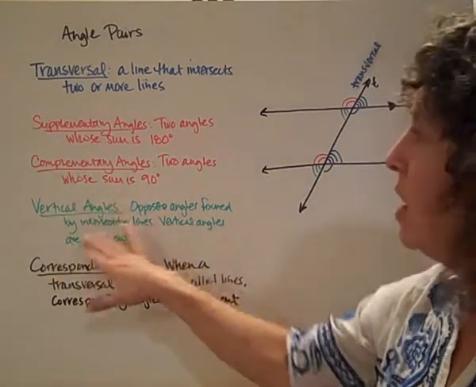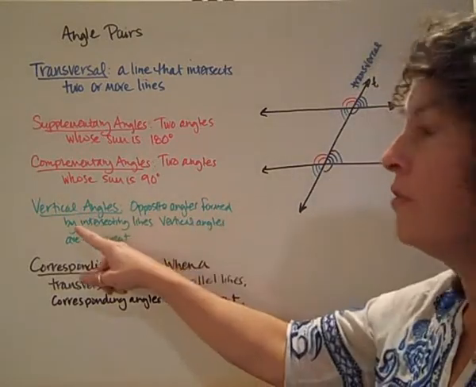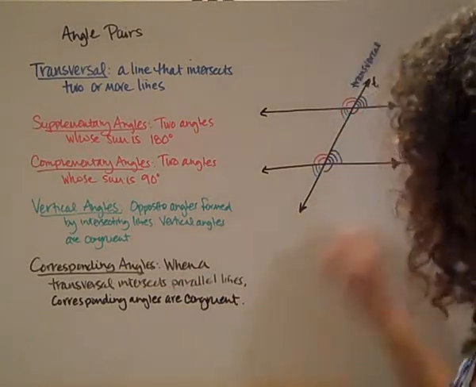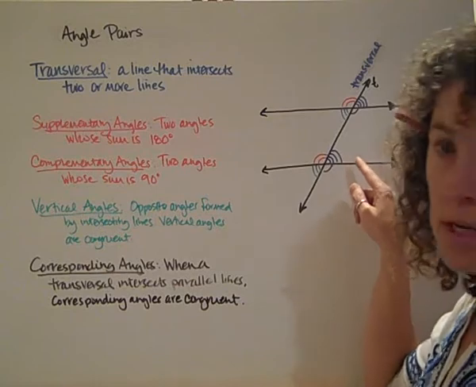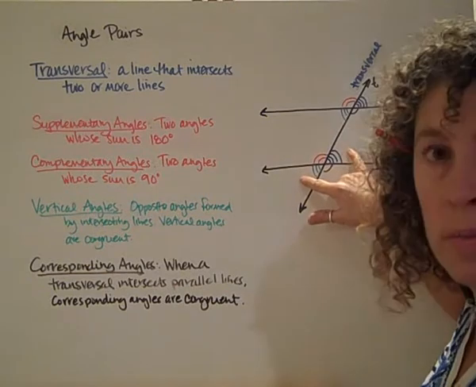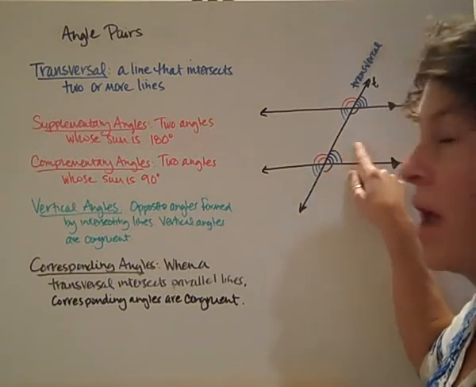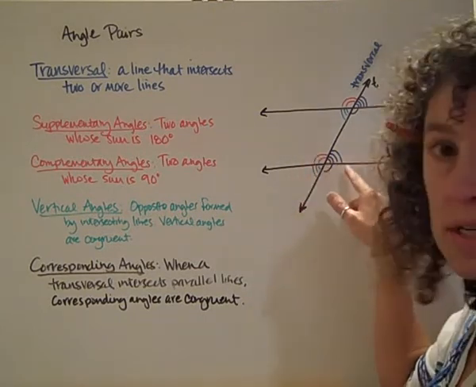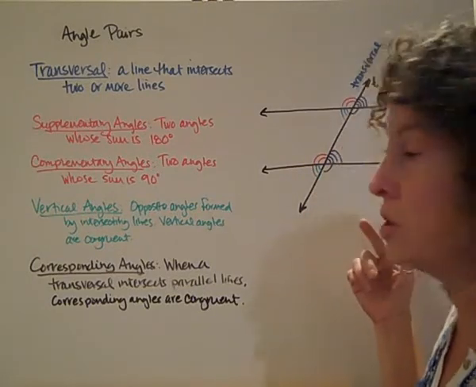All right, angle pairs, vertical angles. You may not have heard of this one. Vertical angles, opposite angles formed by intersecting lines. Vertical angles are congruent to each other. So if I look at this diagram over here, I have two lines that are intersecting each other, and across from each other I have vertical angles. And when I have vertical angles that are opposite from each other in two intersecting lines, these are congruent, they are equal to each other. So sometimes that's important to us.